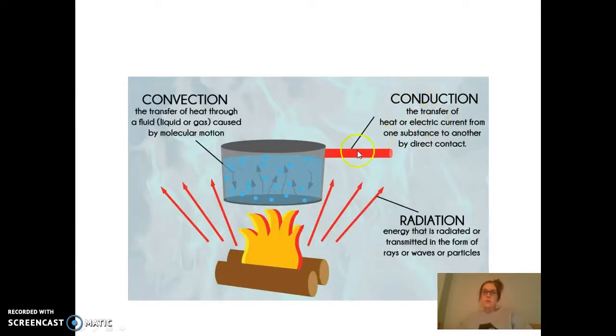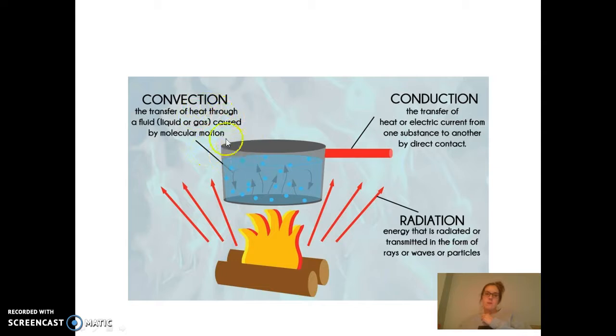Okay, so conduction is going to be caused by direct contact where the molecules or the particles run into each other and transfer the heat, kind of like dominoes. Okay, things that are metal are really good conductors. They get hot really fast, they get cold really fast.